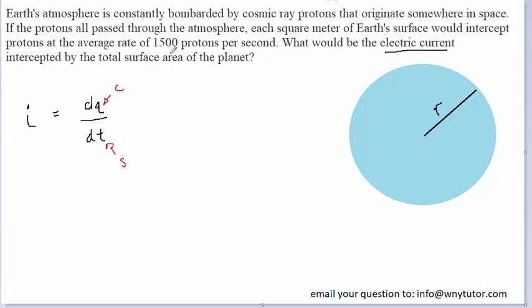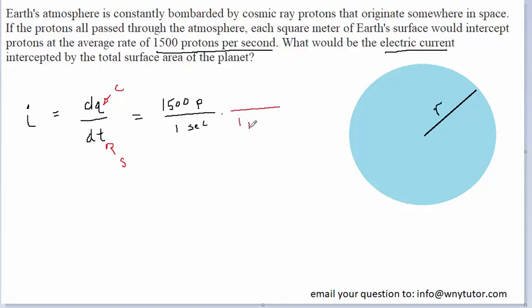The question states that about 1,500 protons are flowing for each square meter of Earth's surface per second. And so we can begin to write the current as 1,500 protons divided by 1 second. Now, of course, protons is not the correct unit for charge. As we noted, it has to be in coulombs. But if we multiply by a simple conversion factor, we can get the charge in the correct unit.